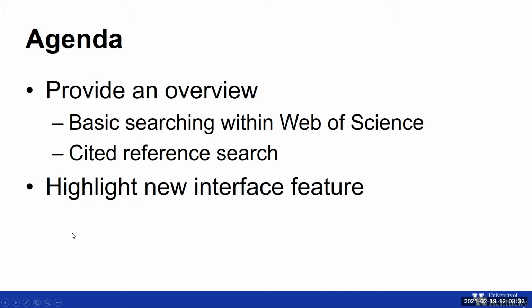All right, so our agenda for today is what I'm going to do is just provide an overview of the basic searching within Web of Science. So we're going to do a little bit of advanced searching, but for the most part, it will be basic searching. I'm going to show you the cited reference feature, which is why a lot of people use Web of Science. And then I will also highlight the new interface features.